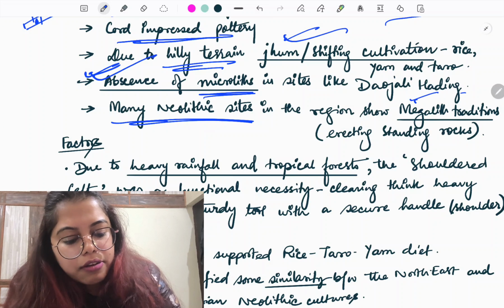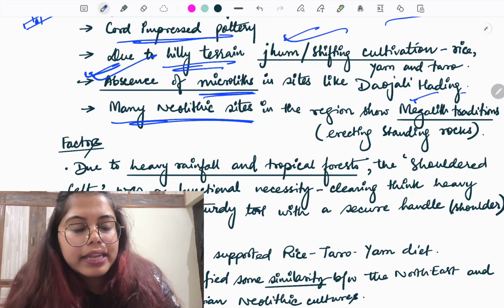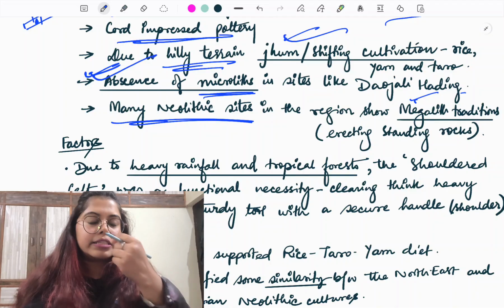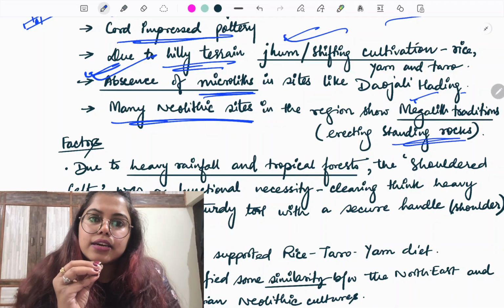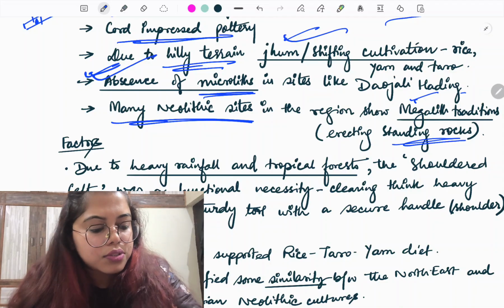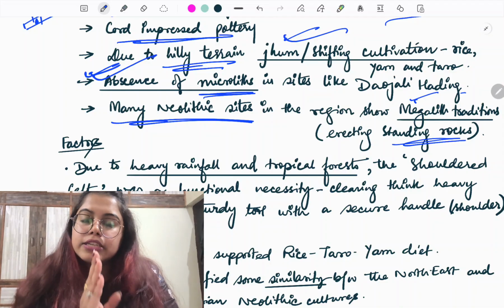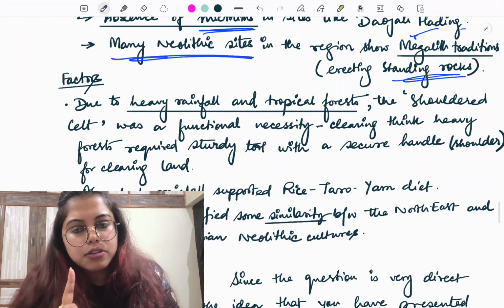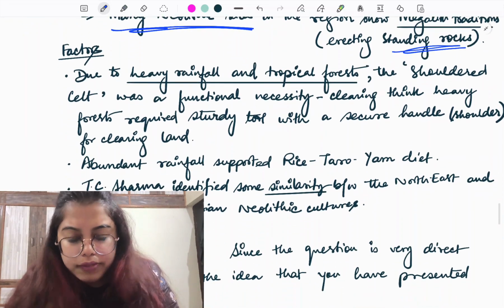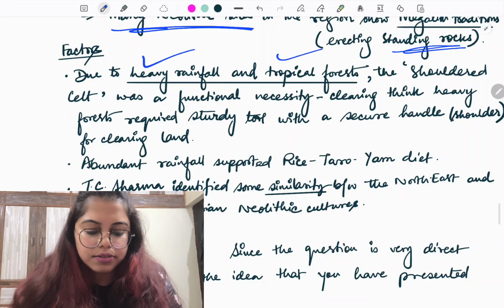And then many Neolithic sites in the region show megalithic traditions. Megalithic means stones. Okay, huge rocks. So there are places where we see huge erect standing rocks. So that might have again been a part of some cultural significance. So that is also a characteristic feature of the Neolithic sites of the northeastern region.